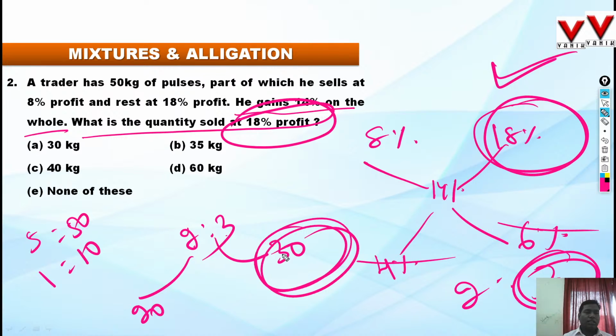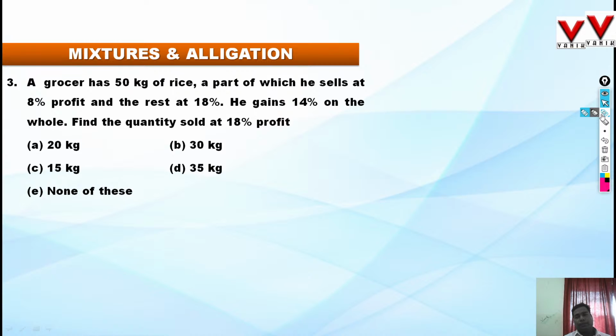Then next number, question number 3. A grocer has 50 kg of rice, a part of which he sells at 8% profit and the rest at 18% profit. Same question here.